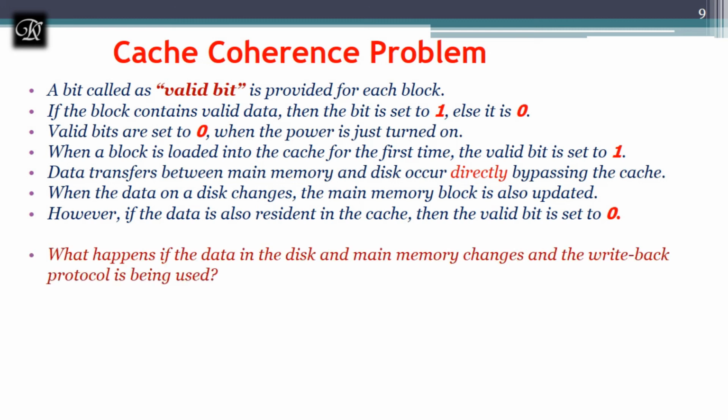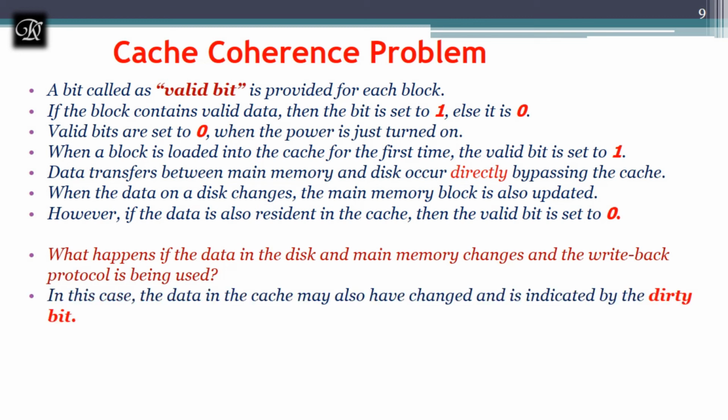What happens if the data on the disk and main memory changes and the write back protocol is being used? We are using the write back protocol, we are not using the write through protocol. Write back means it's going to update once we are replacing. Then we are going to get the old data. In this case, the data in the cache may also have changed, and this is indicated by a dirty bit.